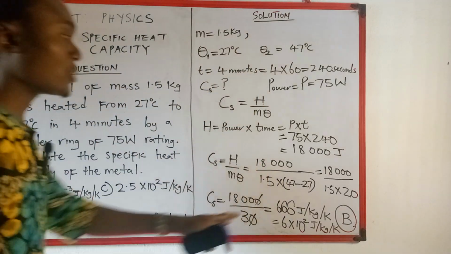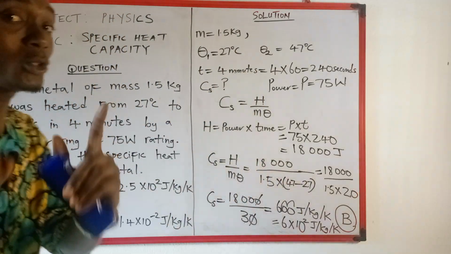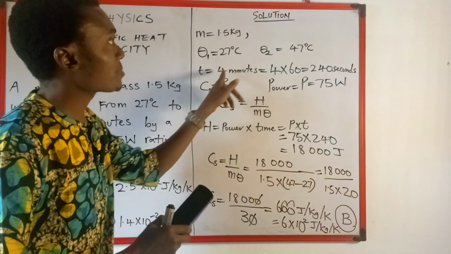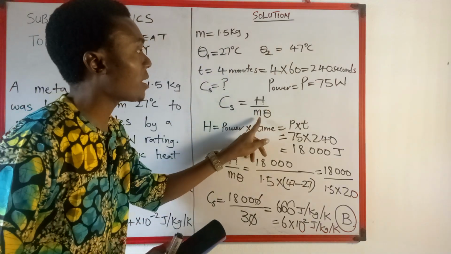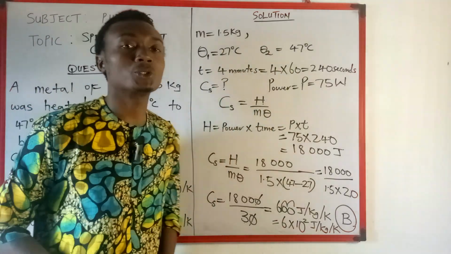Okay, so this is how you solve this particular question. Always take note of the formula. Specific heat capacity is always heat over mass times temperature.